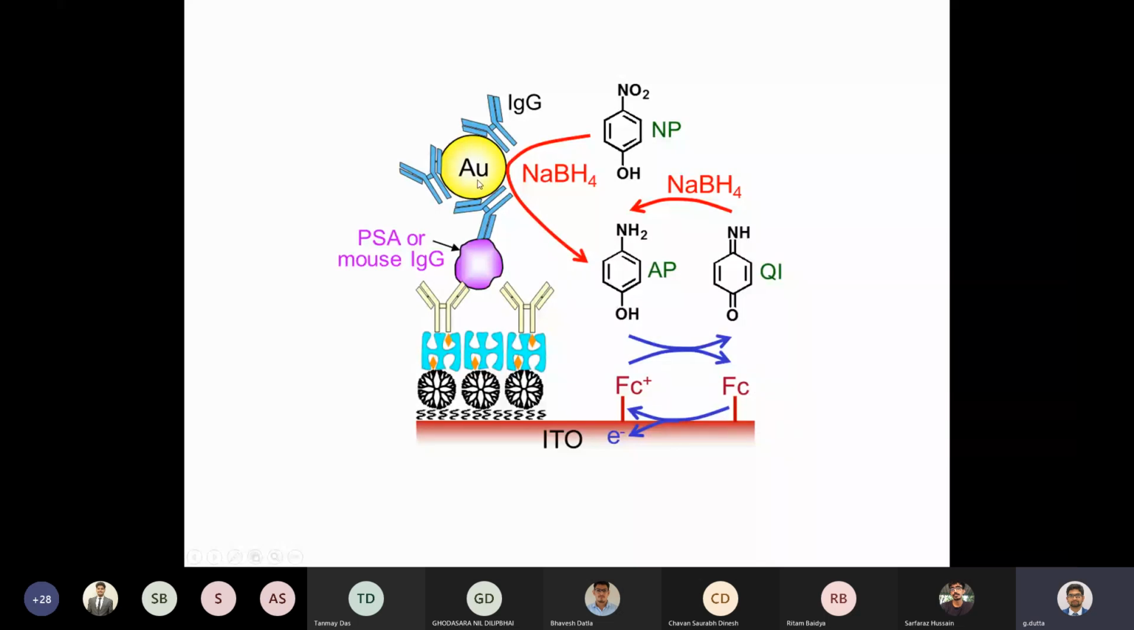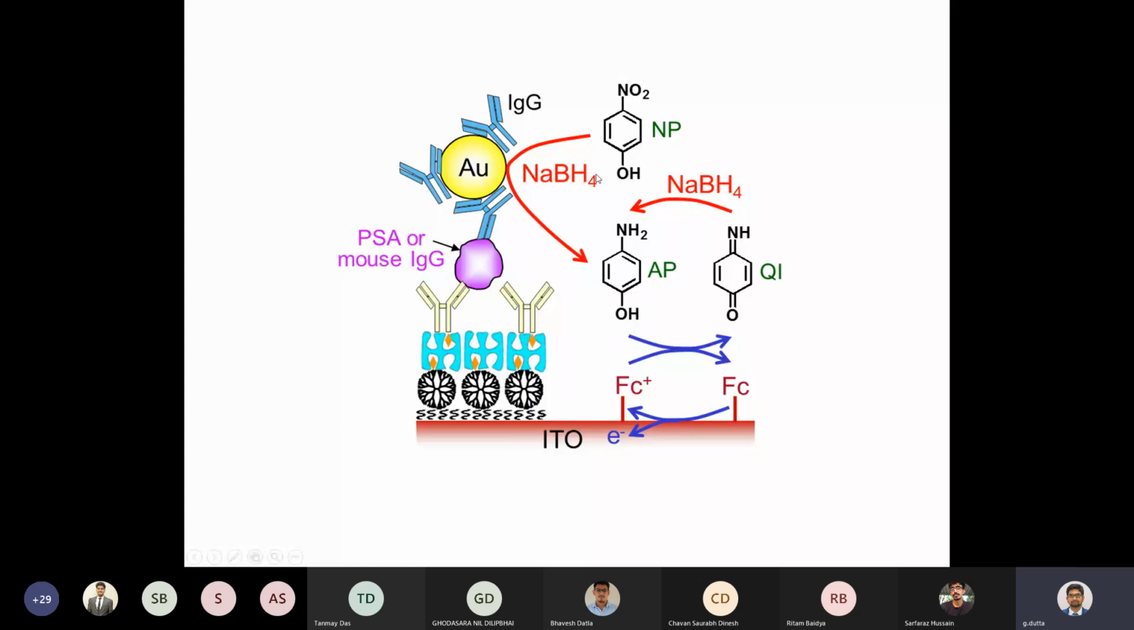nanoparticle, and that nanoparticle now can bind on the surface. So this is kind of a sandwich with the target: the primary antibody, then your target, then the secondary antibody. The secondary antibody is conjugated with the gold. So this is the sandwich that will form.